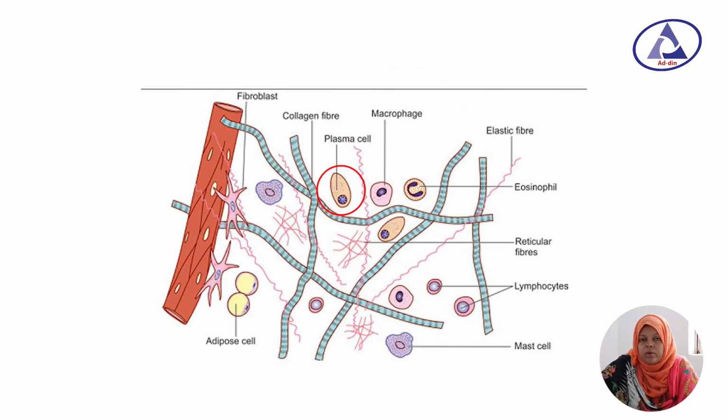Now we come to our second important cell, that is the plasma cell. The plasma cell comes from the lymphoid organ, so it is derived from the lymphoid cell. Now, what is the shape of the plasma cell? It is large and ovoid in shape. It consists of abundant rough endoplasmic reticulum and Golgi complex.